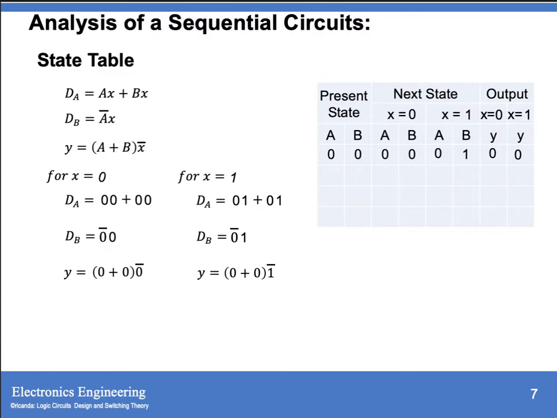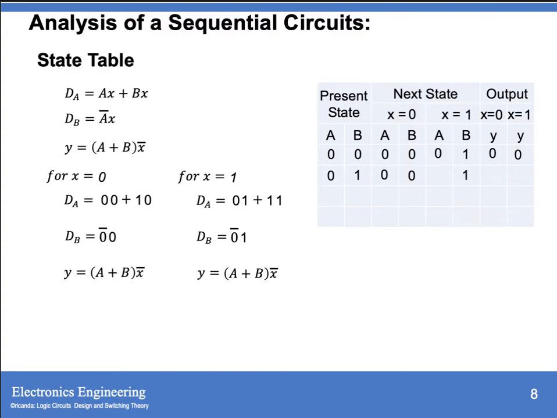Next, if your present state A is equal to 0, then you have your DB at X equals 0, that is 0. DB when X equals 1 is 1. Before getting your Y, we have to solve first for your B. When B equals 1, your DA in your first column, or when X equals 0, is also 0.